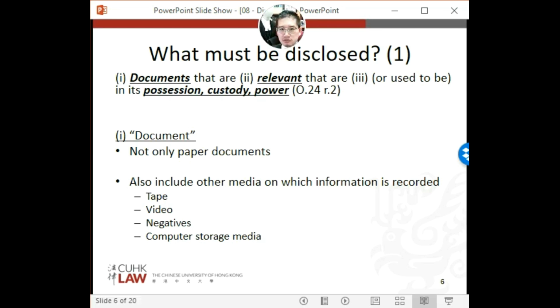What must be disclosed? There are three requirements. Documents that are relevant, and they must be in the possession, custody or power of the party, or used to be. So presently in possession, custody or power, or in the past. Anything satisfying these three requirements must be disclosed. Document does not refer only to paper documents, but also any other media. It could be tape, video, negatives, and computer.